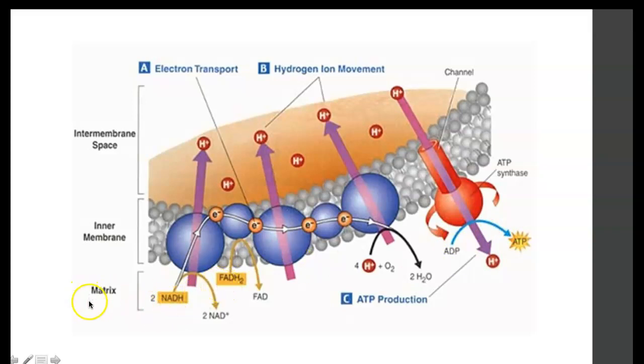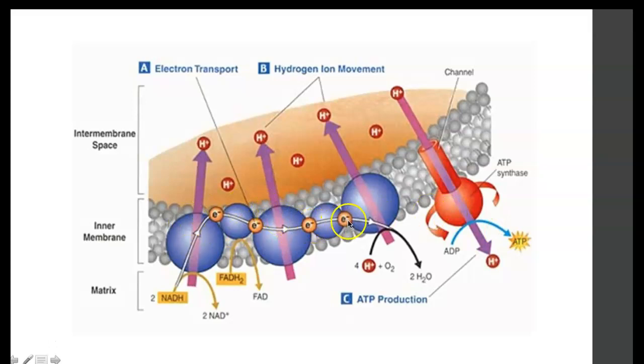NAD and FAD come into the matrix of the mitochondria. They're going to break the bonds in between the NAD section and the hydrogen. Electrons are going to be released. The hydrogen is going to be produced in the matrix. Those hydrogens are going to move across as electrons move down the electron transport chain. We build a high concentration of hydrogens in the inner membrane space so that the hydrogens can move through ATP synthase to make ATP. How is that done? ADP is converted into ATP.